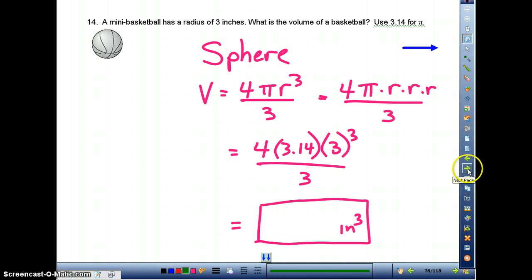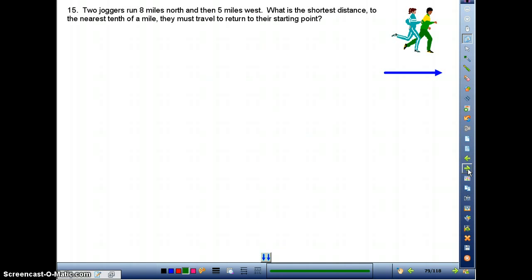All right, next question. Two joggers run 8 miles north and then 5 miles west. What is the shortest distance to the nearest tenth of a mile that they must travel to return to their starting point? Wish they would have drawn a picture here to clarify. They went 8 miles north, they went 5 miles west. They're going to follow that pink path to get home. They just created a right triangle. So we're going to use what?